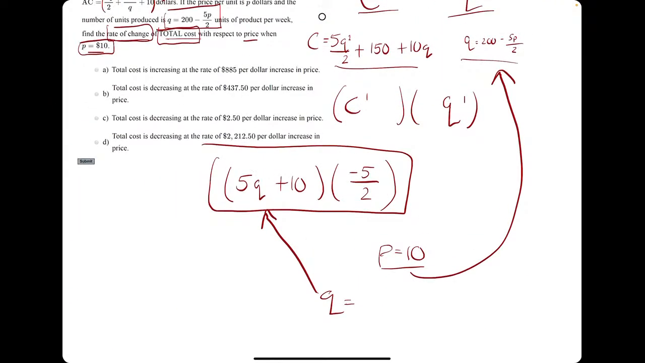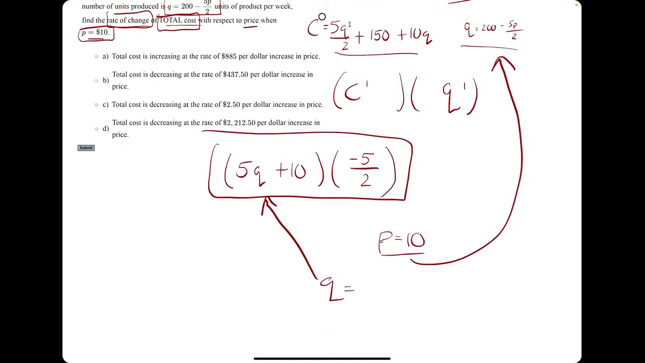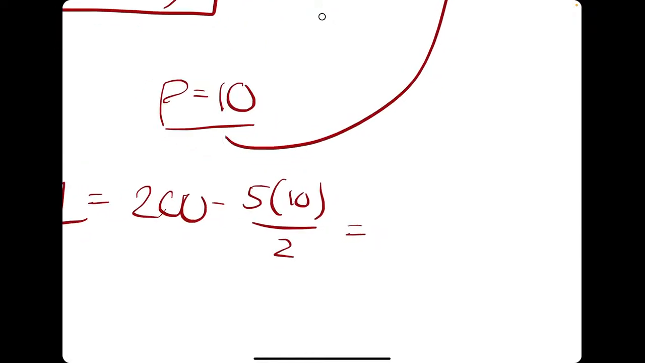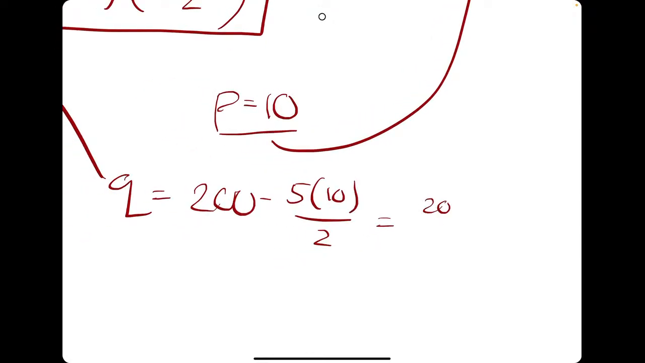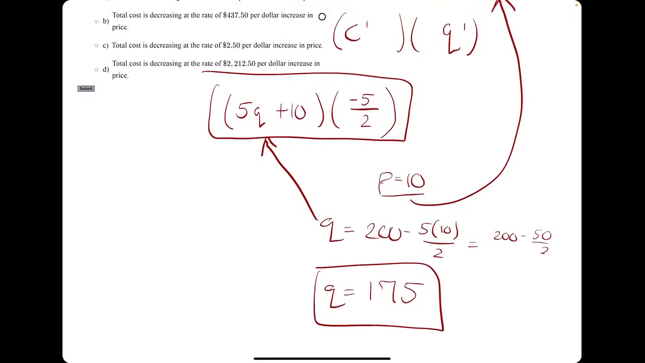So plugging in P equals 10 to Q, we get 200 minus 5 times P, 5 times 10, over 2. 200 minus 50 over 2, which is then 200 minus 25, which is 175 equals Q.